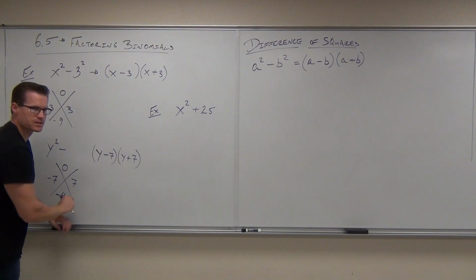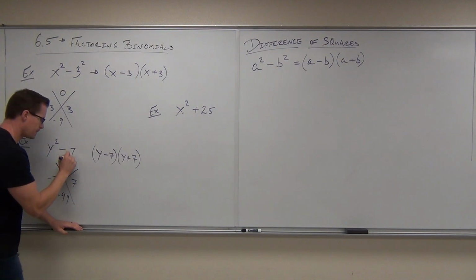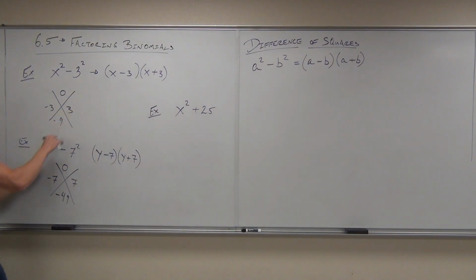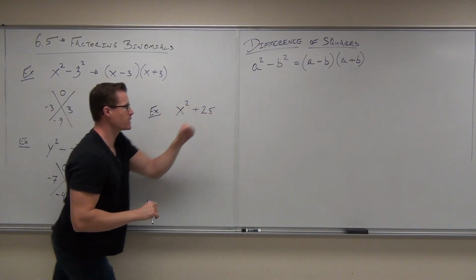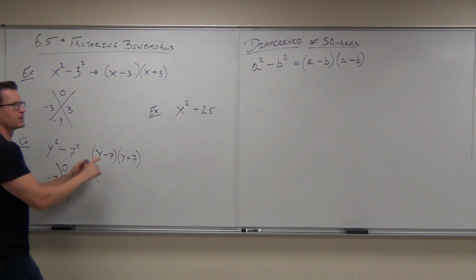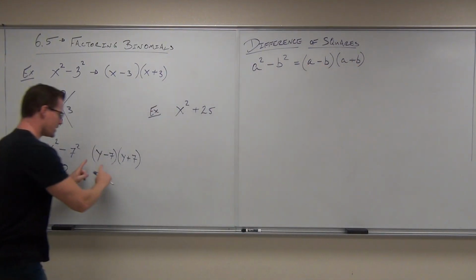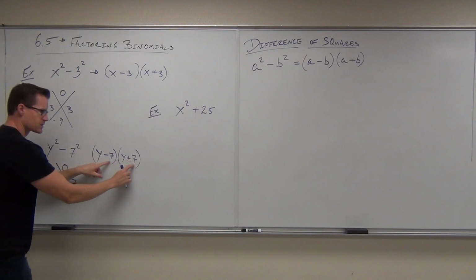Can you write 49 as something squared, please? 7 squared. This fits that pattern. Here, instead of a squared, we have y squared. Here, instead of b squared, we have 7 squared. Put your a's first, put your b's second. Put your y's first, put your 7's second.